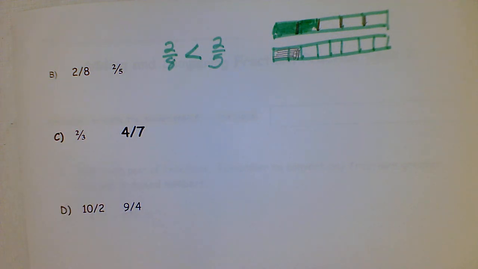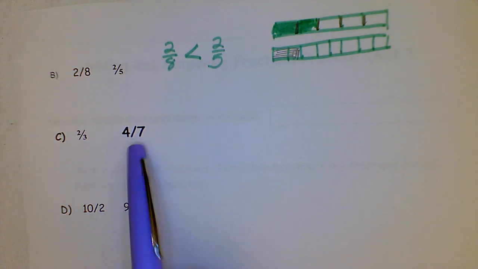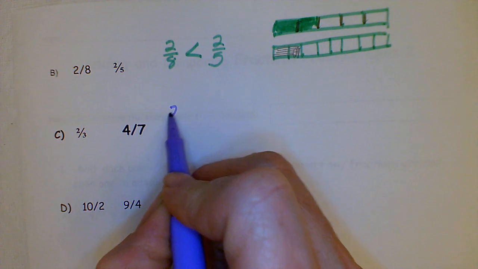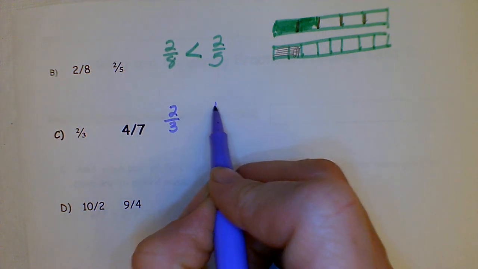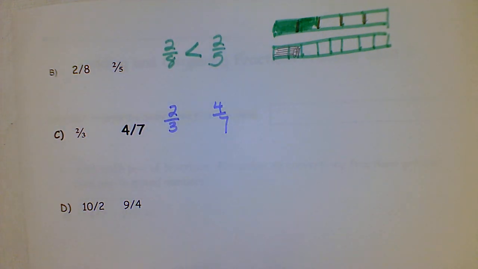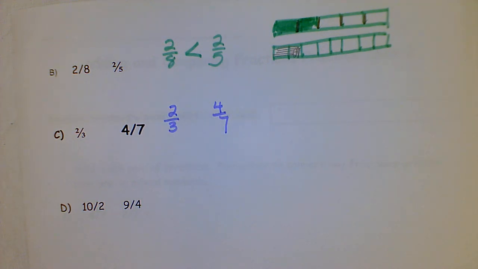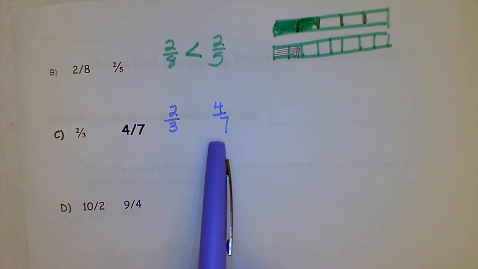Okay, so let's take a look at the next one. So here we have 2/3 and 4/7. And again, I'm going to go ahead and rewrite this. So we have 2/3 and we have 4/7. And for this, my numerators are different and my denominators are different. So you have a couple of different choices.